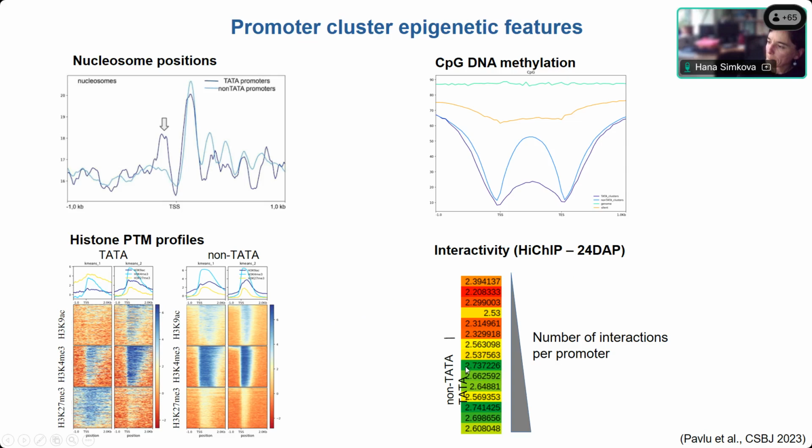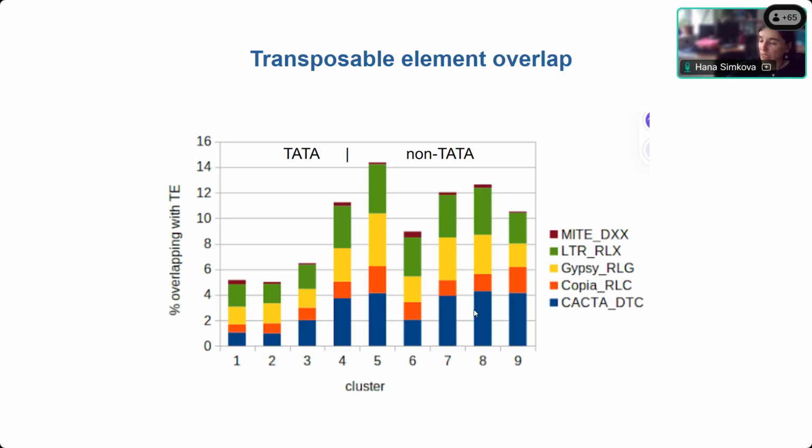Transposable elements also have some influence on transcription, especially in plants. So we looked at the transposable element overlap. And again, there was a striking difference between TATA and non-TATA promoters. The non-TATA promoters overlap almost three times more frequently with known transposable elements from barley, with no specificity towards any of the species of transposable elements.